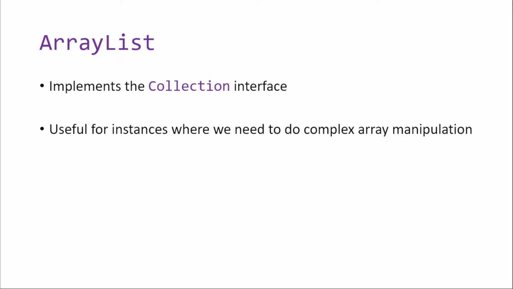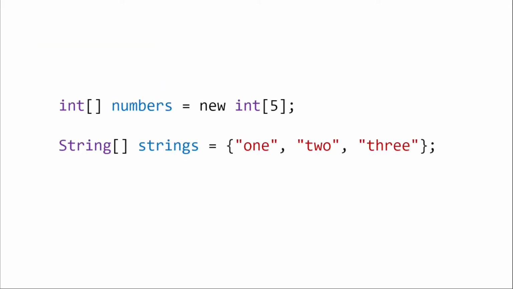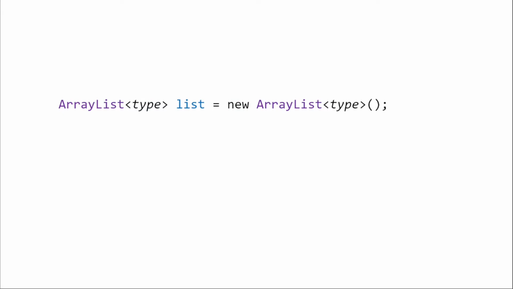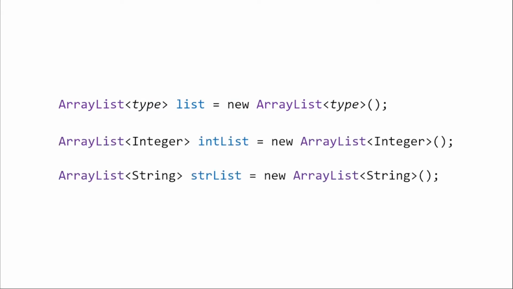ArrayList is useful for instances when we need to do more complex array manipulation. Normally, we would declare regular static length arrays like this. We have to specify the type of the array elements and its length, either by declaring a number or the list of elements directly. But with ArrayList, we can use the same syntax to instantiate lists of different types, such as here, a list of integers or a list of strings.